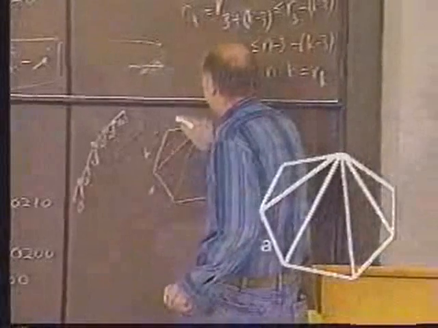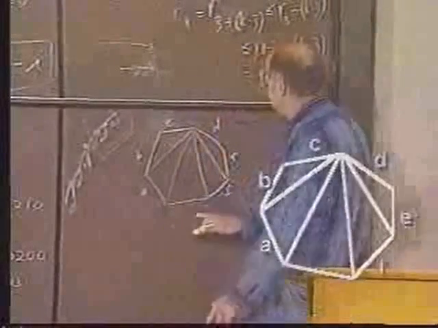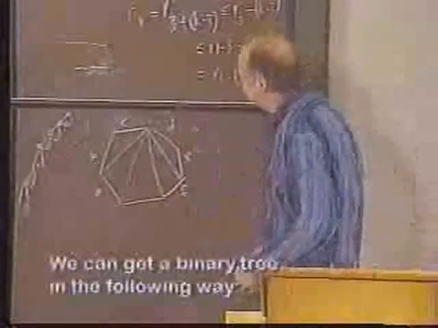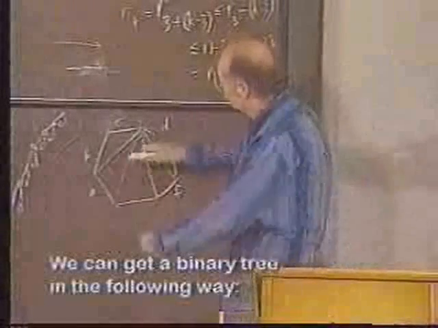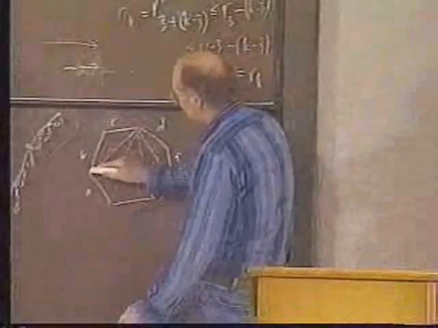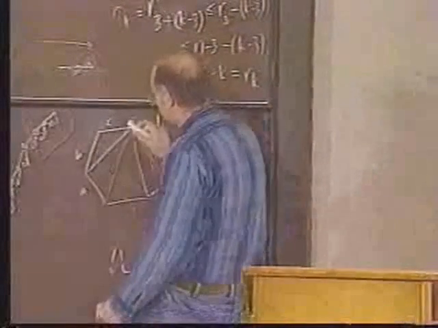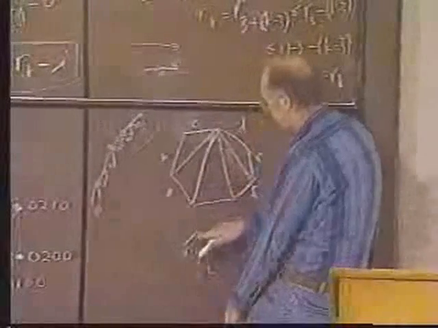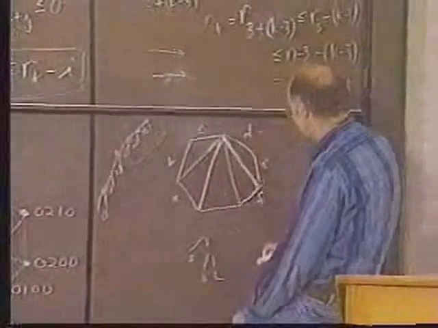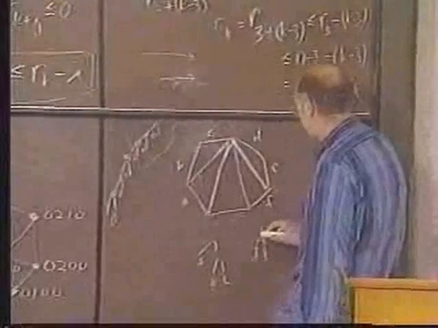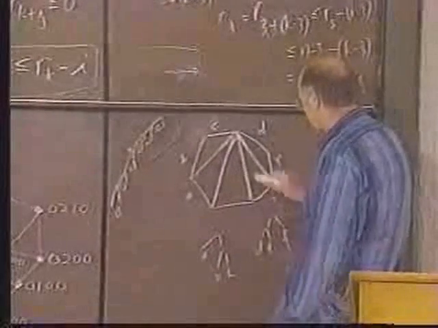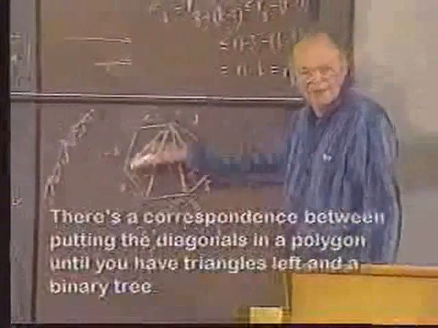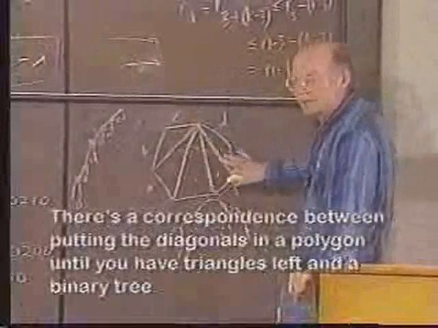If the vertices of the polygon are A, B, C, if we call the sides and give them letters, and then we have the base and we leave it off, then we can get a binary tree in the following way. We multiply B by C, and so that's B, C here. Then we take that and we multiply by A. That gives us this line. So each diagonal line corresponds to a node in the tree. Then here's a product of D times E. And then if we multiply that by F, we get this one. And then finally, this is the connection. So there's a correspondence between putting the diagonals in a polygon until you have triangles left and a binary tree.